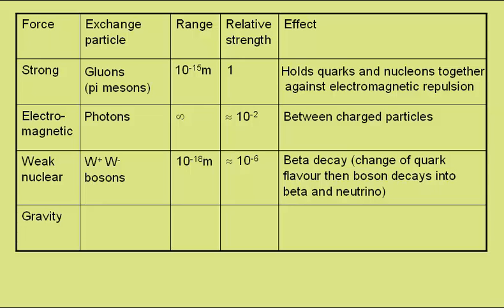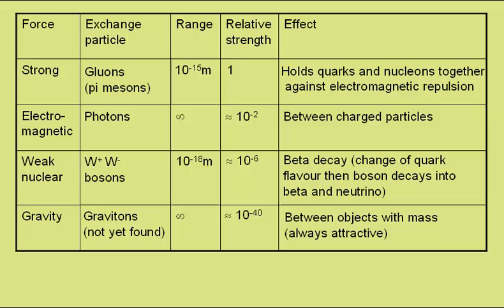And the exchange particle for gravity are gravitons, which have not yet been found. They have infinite range and a strength of around 10 to the minus 40, an incredibly weak force. Their effect is between objects with mass, and they're always attractive, which is why, despite their weakness, they have such a big effect on our life.